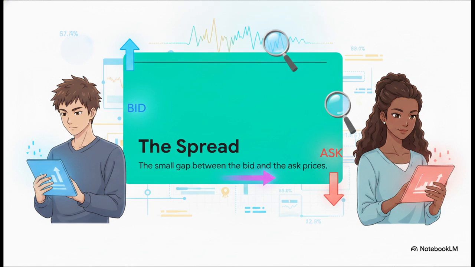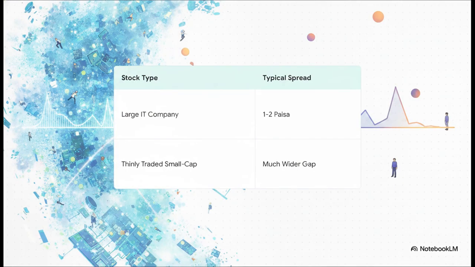And to put that into perspective, if you're trading a massive, highly liquid stock, like, say, a giant bank or a huge IT company, there are literally millions of buyers and sellers yelling over each other all day. Because of all that crazy activity, the spread might only be a paisa or two. It's incredibly tight. But if you look at a thinly traded small cap stock, where maybe only a handful of people are even looking to trade that day, the gap between the bid and the ask can be much, much wider. The spread drastically changes based on liquidity, and ignoring a wide spread is a huge rookie mistake that can and will actually cost you money.